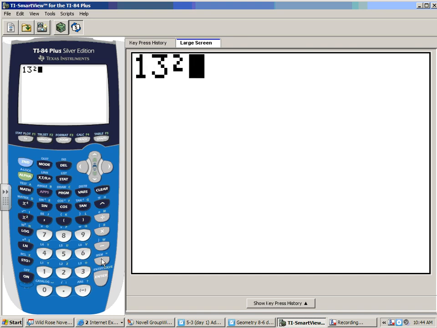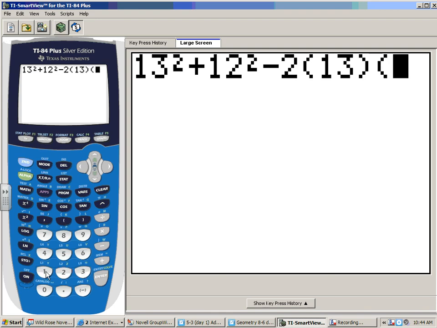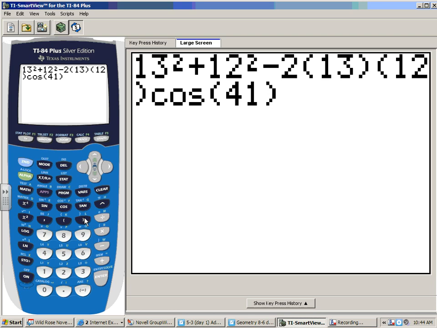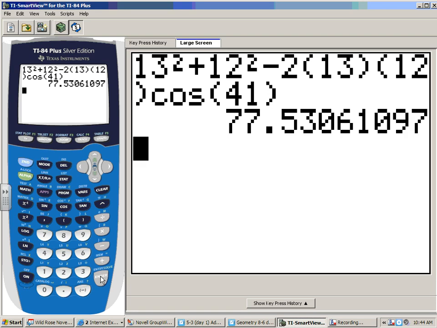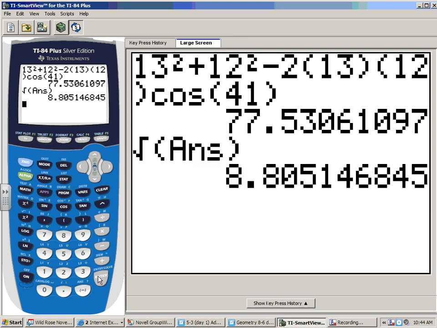13 squared, 12 squared, minus 2, 13, 12, cosine, and the angle I believe was 41, is that correct? So if I hit enter right now, will this be the answer for side B? No, it'll be much bigger because it's B squared. Okay, so what I have to do with that, I have to take the square root of the answer. So if you round to the nearest tenth, 8.8 for B.